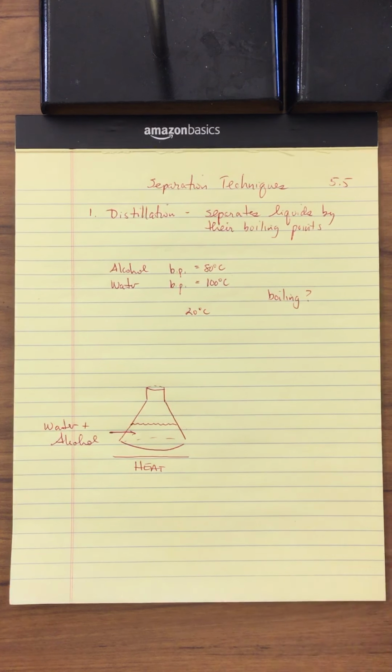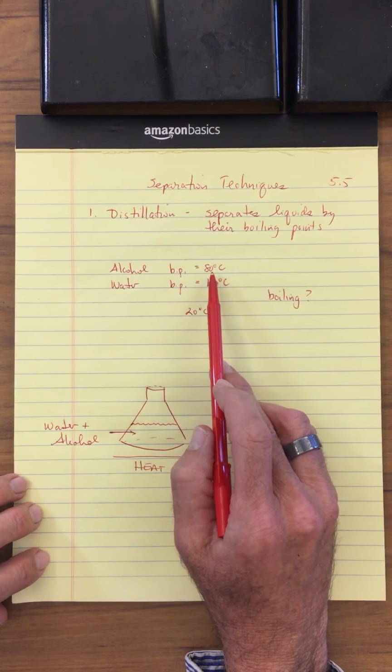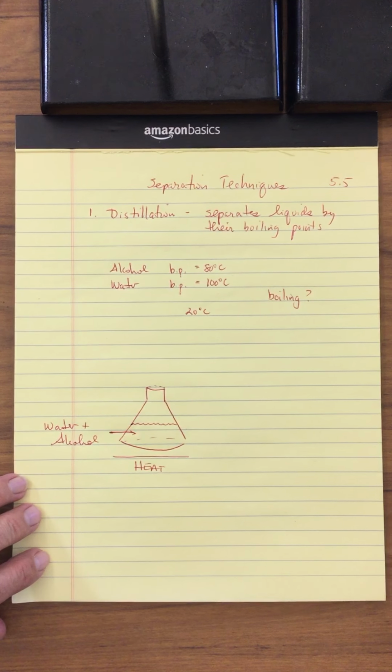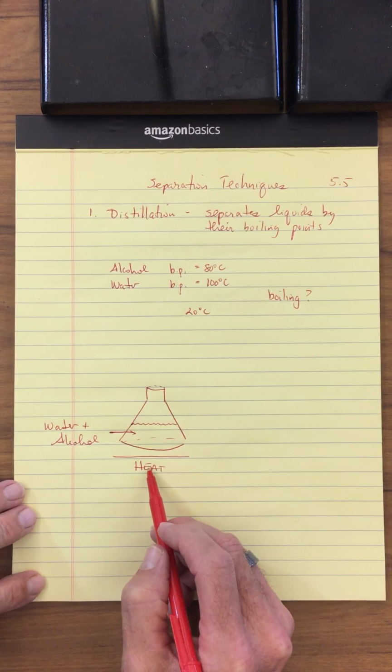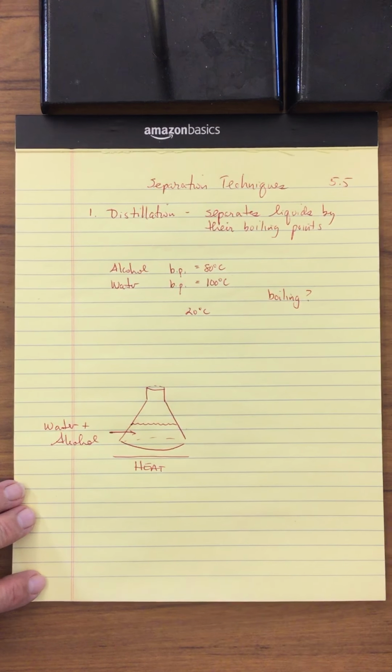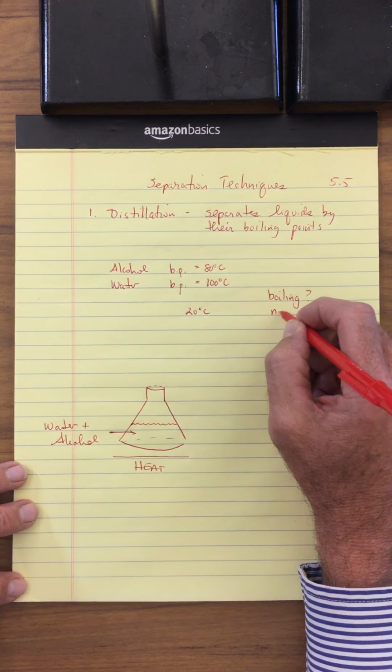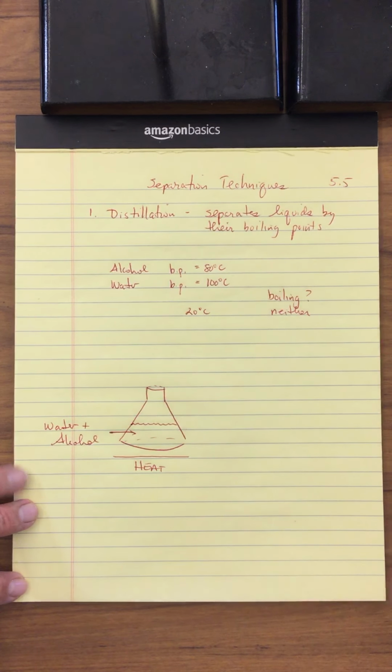So we're at room temperature. The boiling point for alcohol is 80. The boiling point for water is 100. If you set a mixture of water and alcohol at room temperature, is it going to be boiling? The answer is no, because we haven't added enough heat yet to get to either of these boiling points. So at 20 degrees Celsius, neither the alcohol nor the water is at the boiling point.